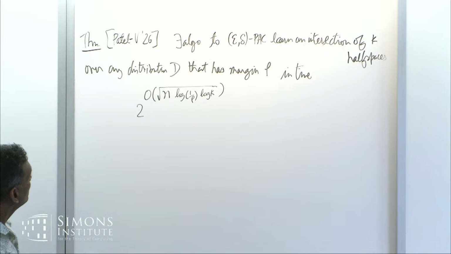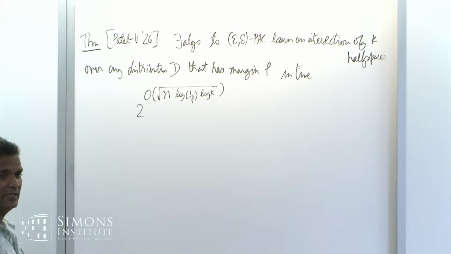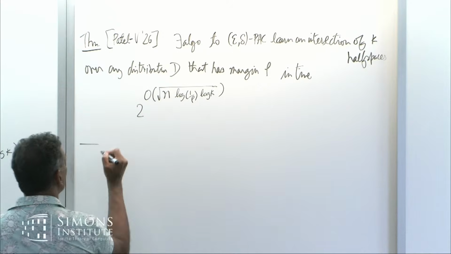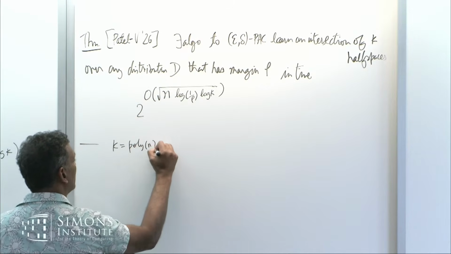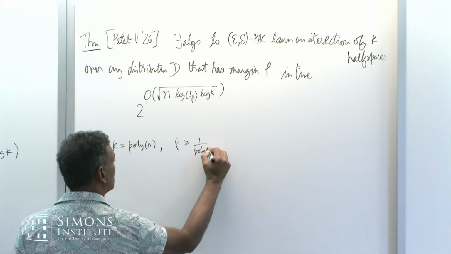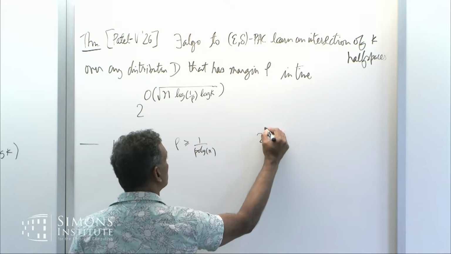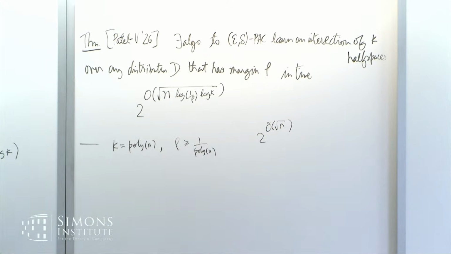So yeah, you can learn any distribution to correctly classify 1 minus epsilon of the distribution, and the algorithm works with probability 1 minus delta. Now notice that if you consider k equals poly n, and rho is say at least 1 over some poly n, then this is 2 to the root n. Okay, and that means it's almost tight, at least for SQ algorithms and crypto, with respect to crypto lower bounds. Without either you'd have to break a crypto lower bound or give a non-SQ algorithm.